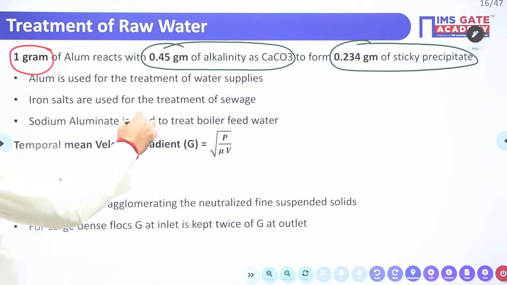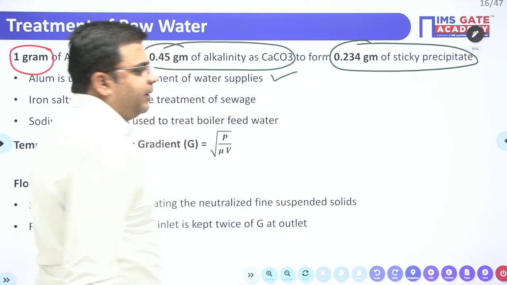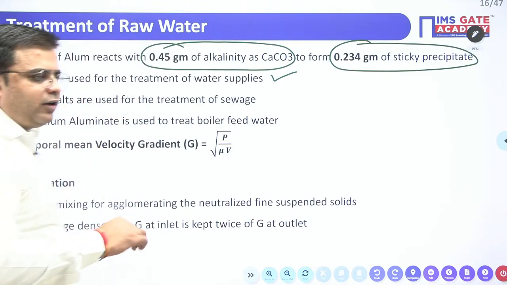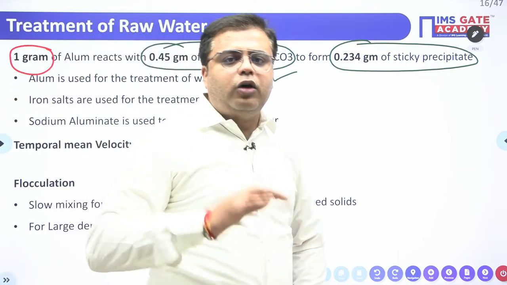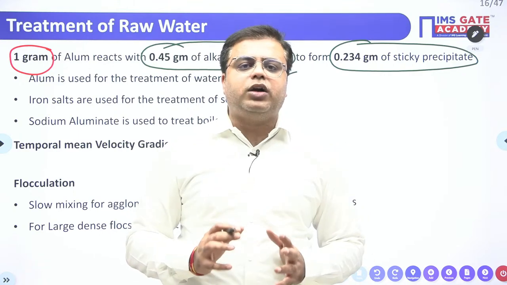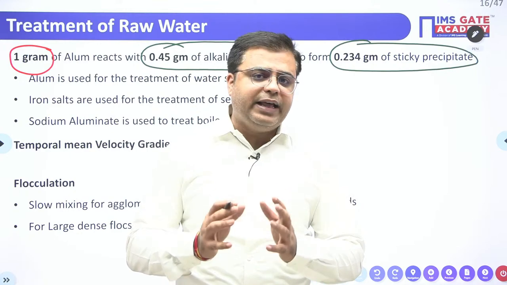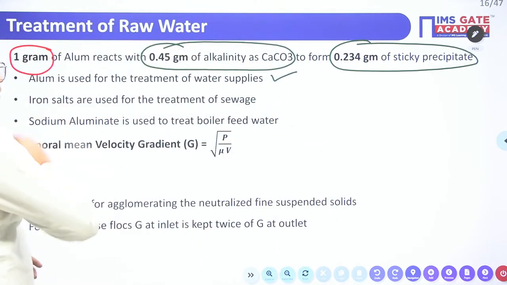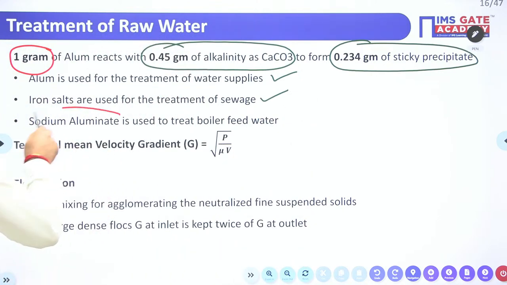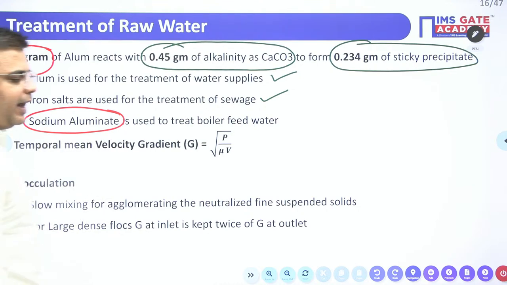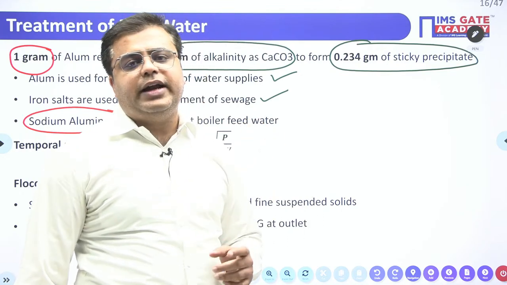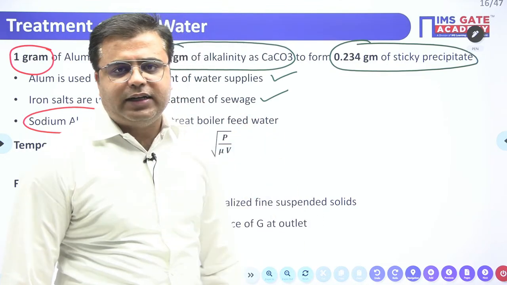Next, alum is used for the treatment of water supplies because alum does not impart any color to water. On the other hand, if you use iron salts like copperas or chlorinated copperas, no doubt both the salts have a very efficient pH working range, but still they impart color to water, and also the handling of these salts is a very critical task, right? So these two salts are used for the treatment of sewage. Next, sodium aluminate, being highly costly and having a very strict working pH range, is only used to treat boiler feed water where zero hardness water is required.